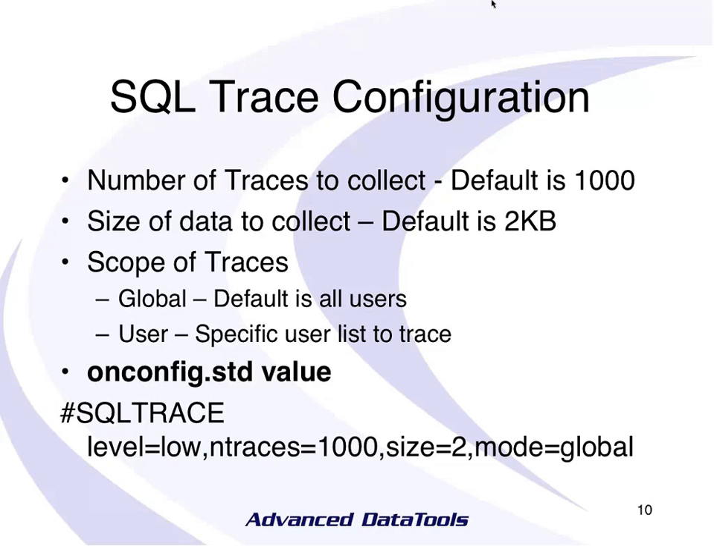And one way of turning it on is in your onconfig file. There's a line called SQL Trace. The default is low. N traces is the number of SQL statements you want to trace. The size is the size in K for those statements, and then the mode is global or specify a user list. If you put in a user name that doesn't exist, it just won't trace anything. It'll run trace and not collect any data.